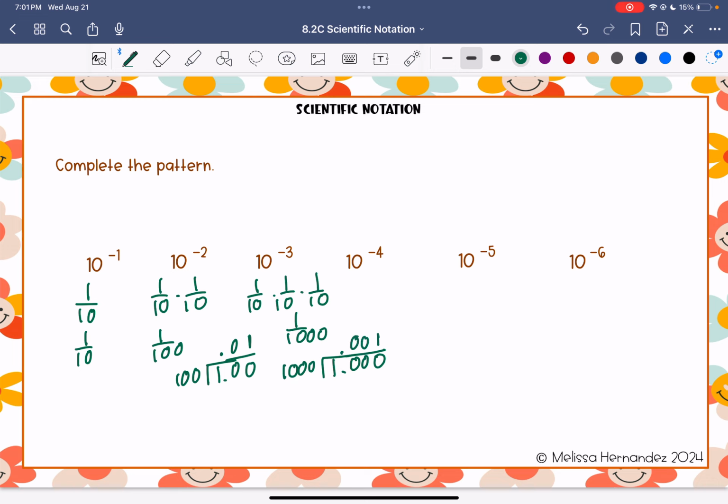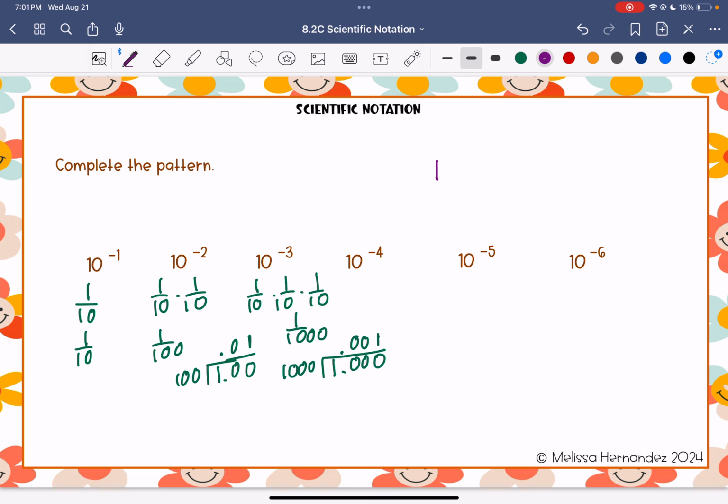Now I'm going to show you the pattern. You don't have to trust me, you can put it in a calculator, but your first number has to be greater than or equal to 1 but less than 10. We'll do more in examples. I just want you to see the patterns.